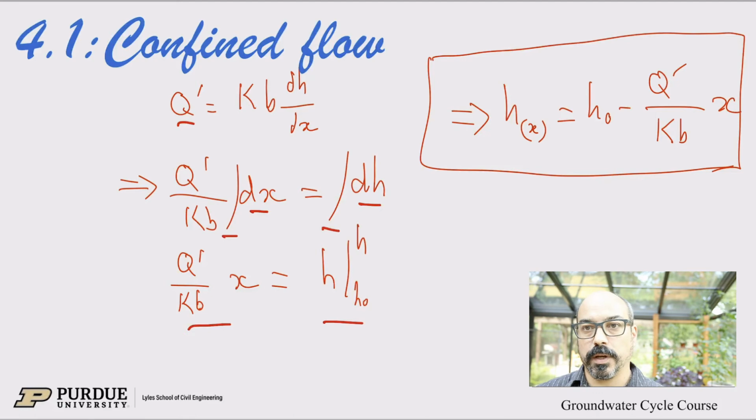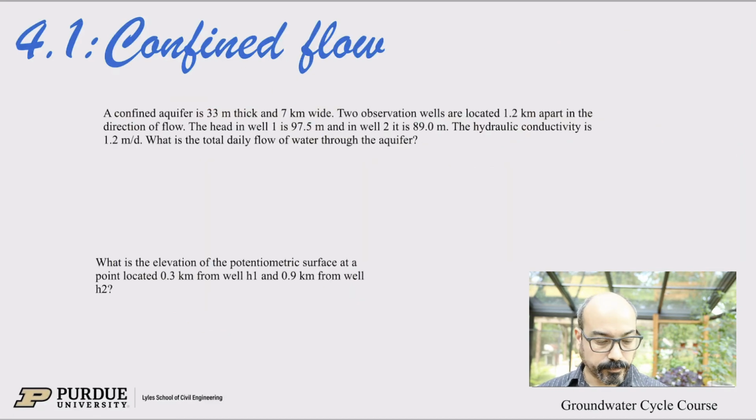And then h between h0 and h1, or whatever the boundaries are. So that gives us h of x equals the initial h minus q prime over kb x. Okay, so a pretty simple equation. Now we can calculate the head anywhere between the two wells.